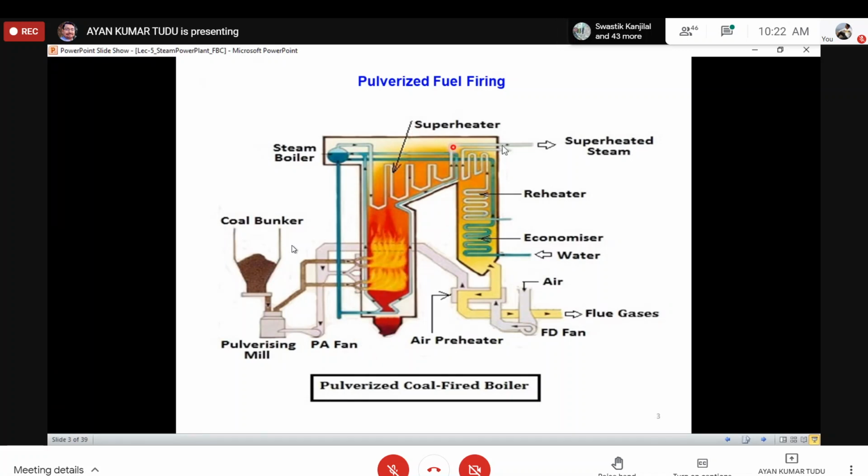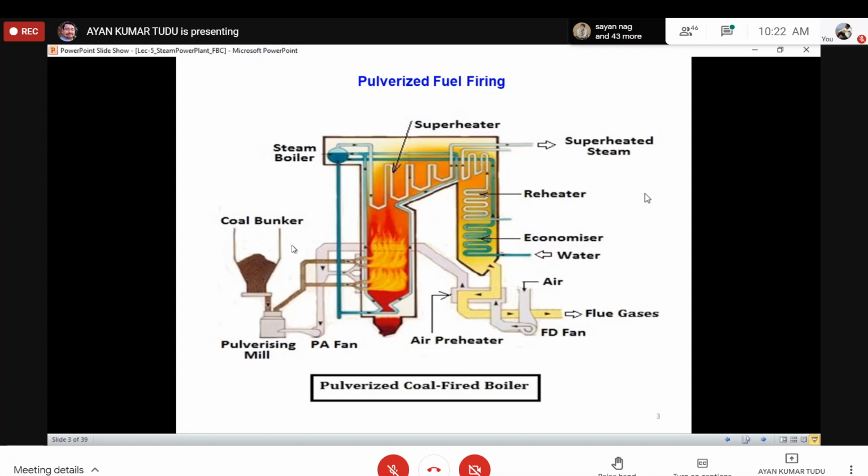And this is a typical picture, and these are superheaters, reheaters, and economizers. These are all actually we talked about. These are all part of the boiler. Okay. I hope this figure is clear.